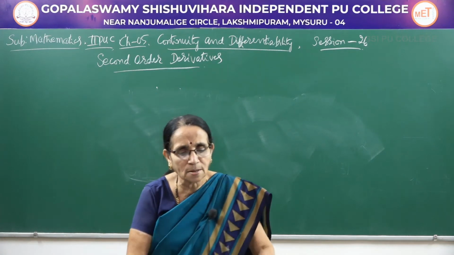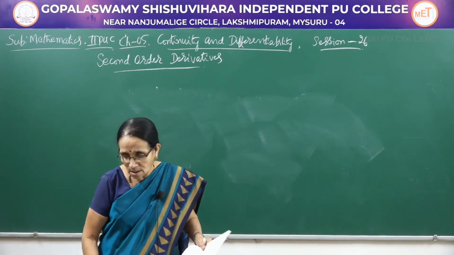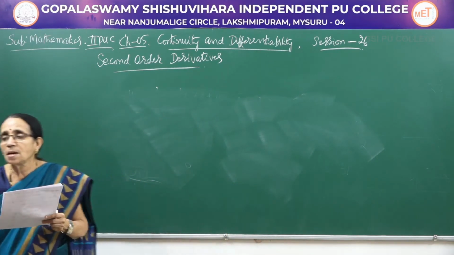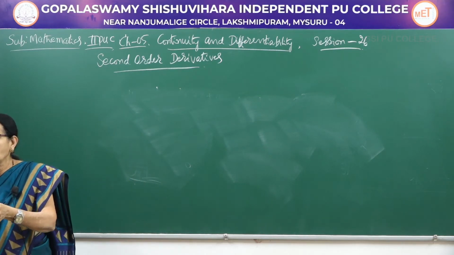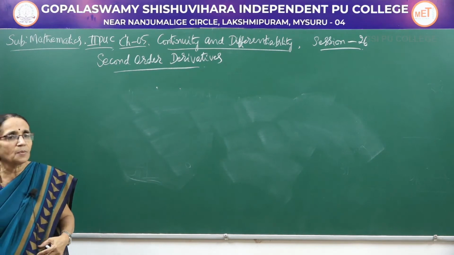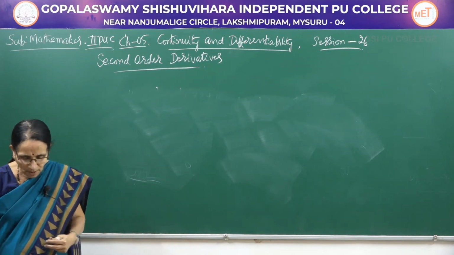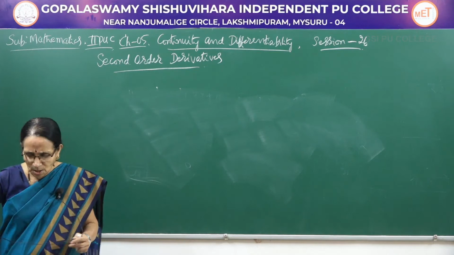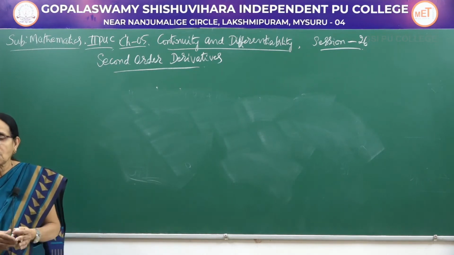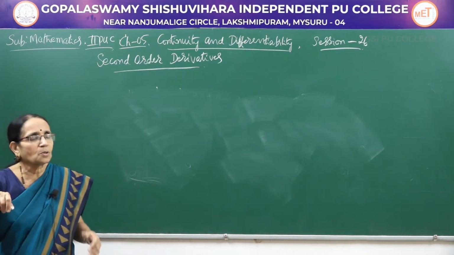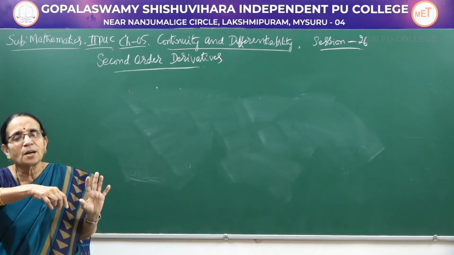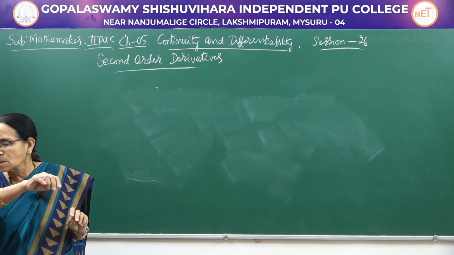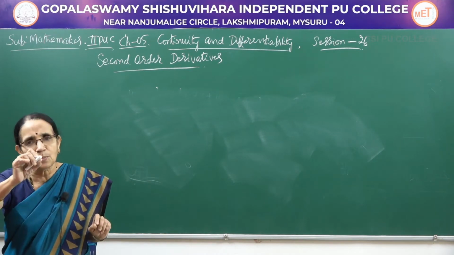So the question would be like this: if y is given, then they ask you find d square y by dx square. Like this it can be asked, or it can be given like this: find the second derivative of the following functions. So whatever may be the instruction that is given, you have to find the second derivative. They may ask you find d square y by dx square, or they may ask you find the second derivative of the function. I start with a very simple problem.